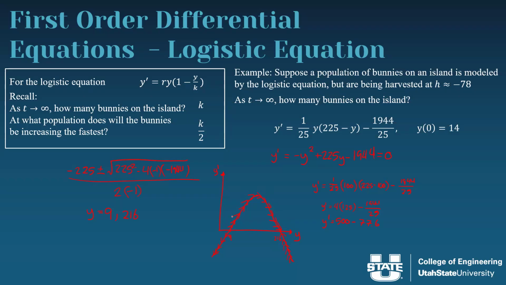Okay. If the population of bunnies on the island starts below 9, then it will go to 0 because it's going to be decreasing. If the population is above 9, it will keep increasing until it hits 216, and then it would stop, because anything above 216 is going to go back to 216. The initial number of bunnies on the island is 14. So if we start at 14, it's going to increase until it's 216. So the answer as t approaches infinity, how many bunnies are on the island, is 216. Any questions? Sweet.